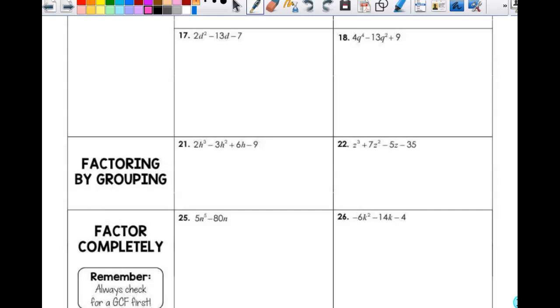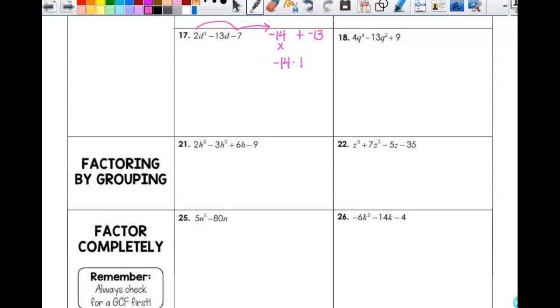So I'm going to do 2 times a negative 7. That gives me a negative 14. So I need factors that are going to multiply to give me negative 14 and add to give me negative 13. And this is negative, so they need to be opposite. What are my numbers? Negative 14 and positive 1.